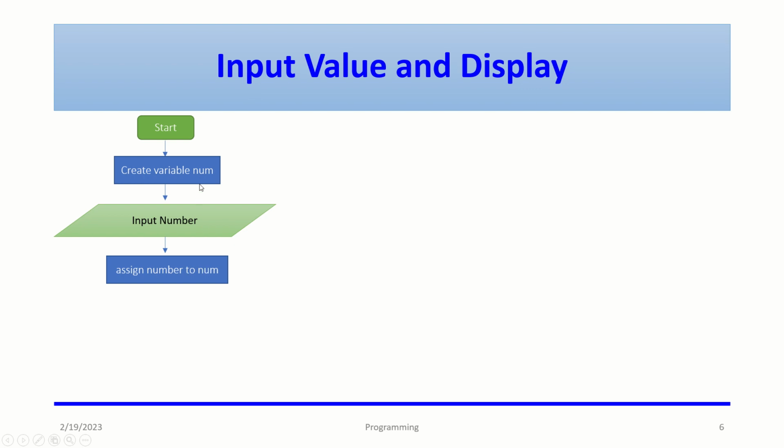Num is the variable. So the assigned number means the user input. Then if you want, you can display the number along with the message. Here we call say number is equal, say user input, say 50 and 50. So let's see how to do this using the Scratch tool.